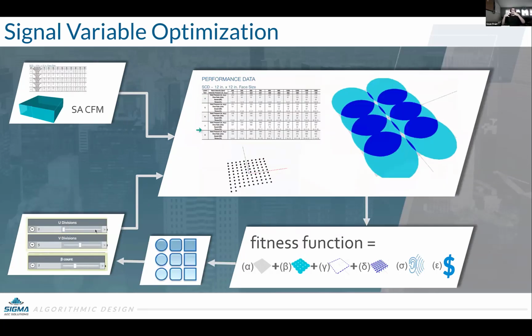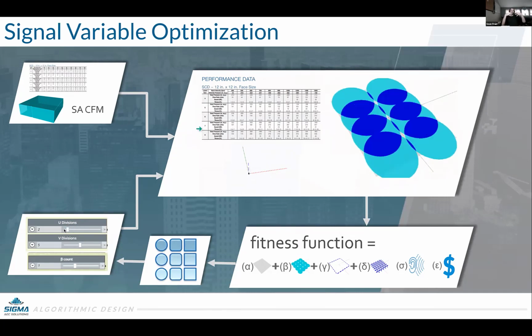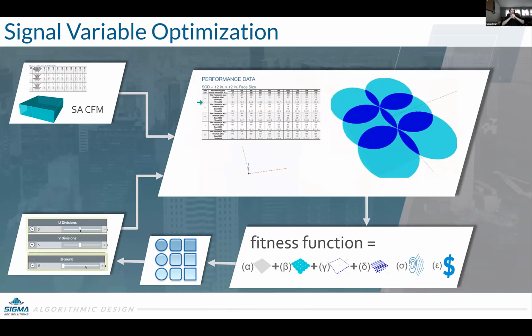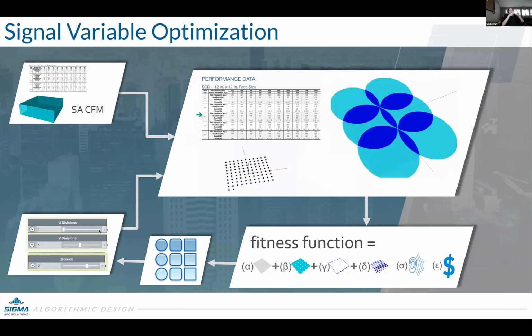Another type of problem, so let's go back and revisit the diffuser problem. Maybe in a large space, we have that performance data, the geometry of the space, and we can set the divisions.